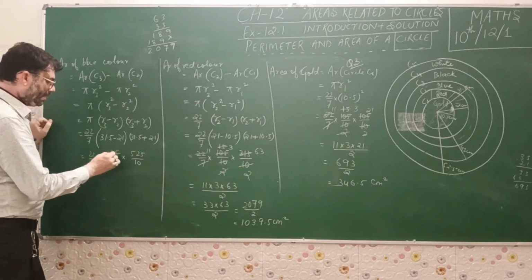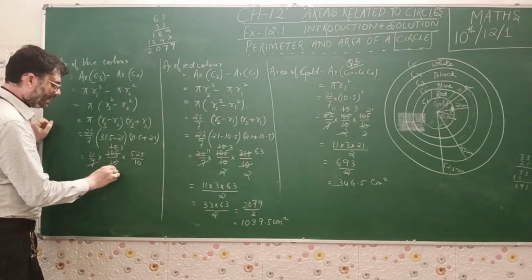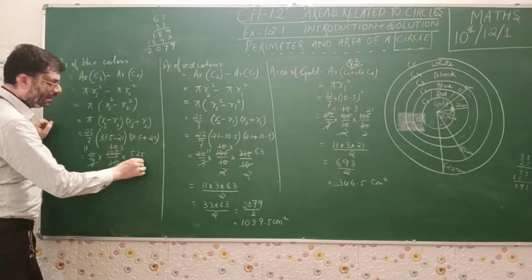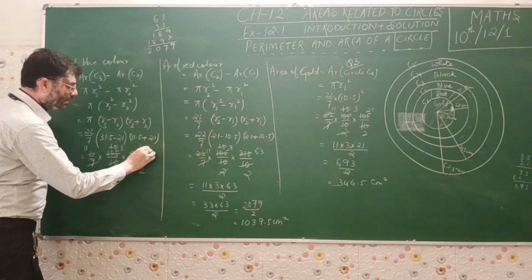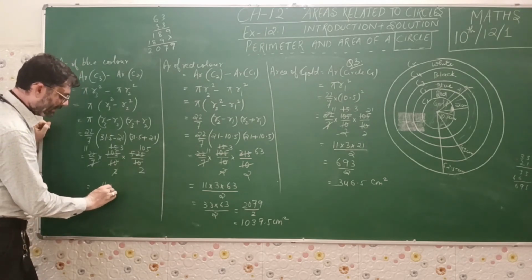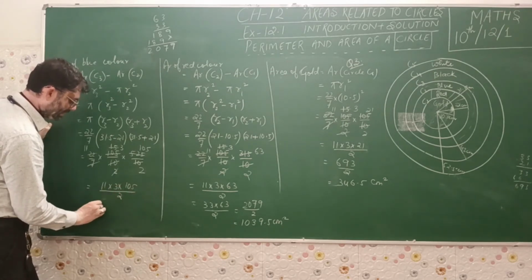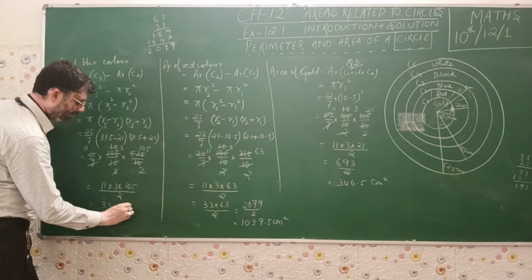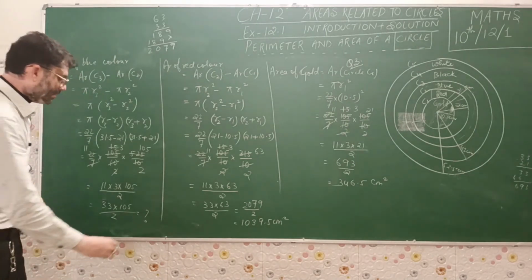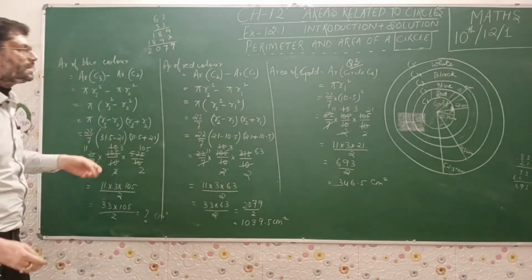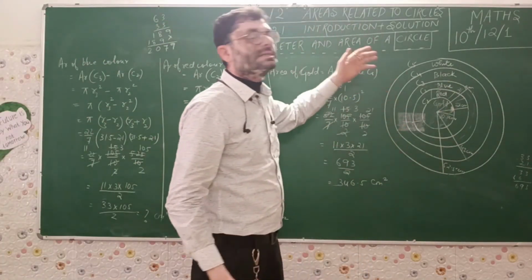This is 7, 15s are, and you can cancel 5 2s are and 5 3s are. Again this 2 can be cancelled here as 11. Moreover again it can be cancelled by 5 2s are, and this is 105. So this can be 11 into 3 into 105 divided by 2. This is 33 into 105 divided by 2, and you get the answer on solving it, and that is in centimeter square. So this is the process how we will be moving on for getting the area of different colors in the archery board.